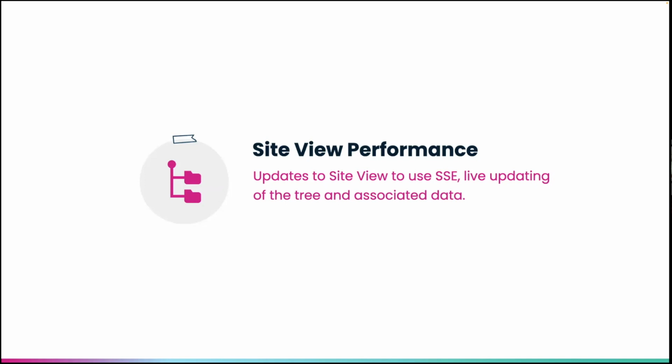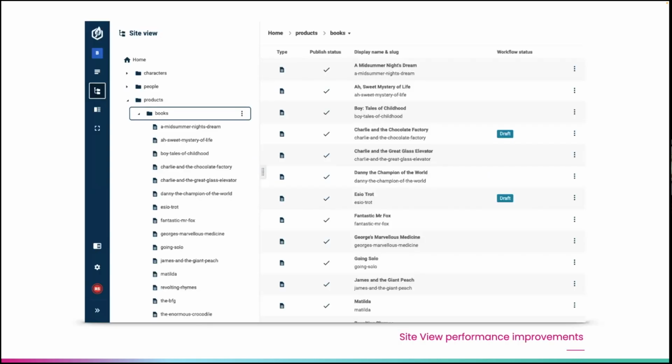A good number of releases ago, we released the Events API, which supported server-sent events. And we've actually utilized server-sent events in SiteView now to provide live updating of tree data. So we're not making such complicated queries back to the original data source to constantly update the content. So SiteView will now update automatically where slug names, for example, may change. You'll see those changes live while you're utilizing the interface.